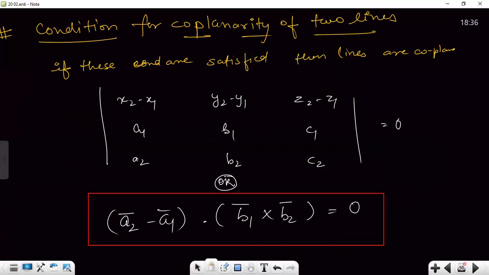Understood? You will not be able to memorize it, but is the process clear to you? Yes or no? Yes. Okay then.